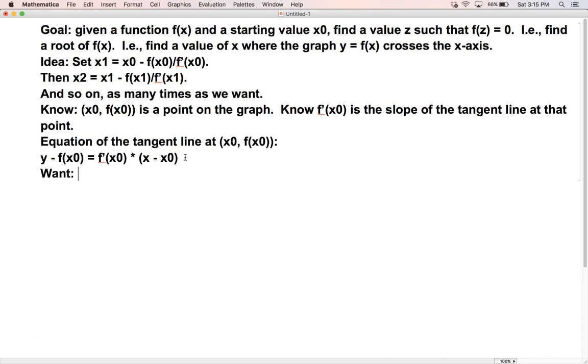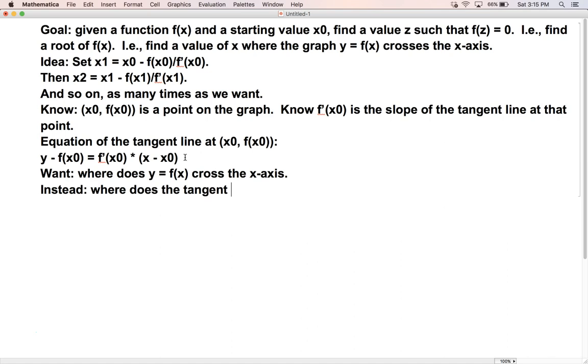And remember, what I want is to know where y equals f of x crosses the x-axis. Instead, what I'm going to find is where the tangent line crosses the x-axis, since that's using all the information that I have right now. And that's our best approximation for the 0. Another way to say it is that's the best approximation for the root.